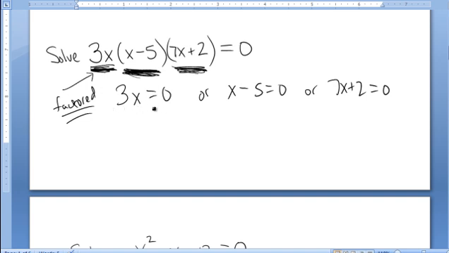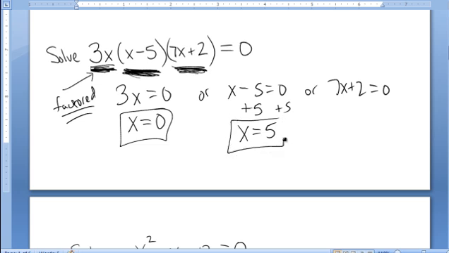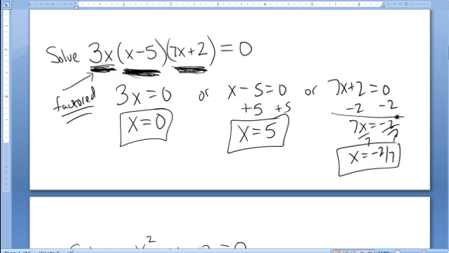So it could be that the 3x equals 0, which would mean x equals 0. Or it could be that the x minus 5 equals 0. Solving, we see then that x would have to be 5. Or it could be that the 7x plus 2 equals 0. And solving that, we see that x would have to be negative 2/7. Any of these three solutions will work to make the left side equal 0. So this equation has three solutions. x equals 0, x equals 5, x equals negative 2/7.